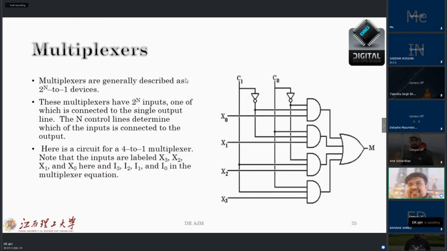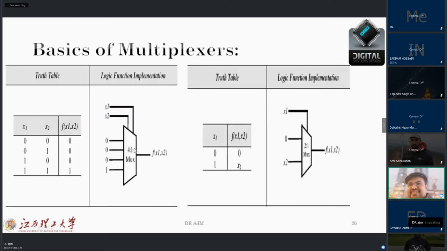The circuit that I show to you is a 4-to-1 multiplexer, and note that the inputs are x0 to x3 and I0 to I3, and the equation is the one which we mentioned before. One figure is supposed to be a 4x1 multiplexer. It's simple: we have 4 inputs and 1 output. And on the other side is the 2x1 multiplexer, with the table I show here. This is the figure symbol as well as the truth table of the multiplexer that we will see.